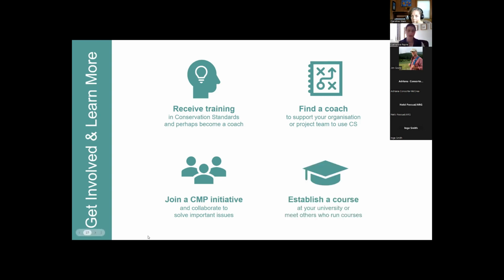And then a final option, or one of the other options, might be even establishing a course. So maybe working with the CCNet coaches in your area to establish a module or part of a conservation standards course within the university that you teach at or that you attend, or whatever it might be. So those are just a few ideas. Again, I'm hoping Caroline will be popping some links in the chat to find out more about that.